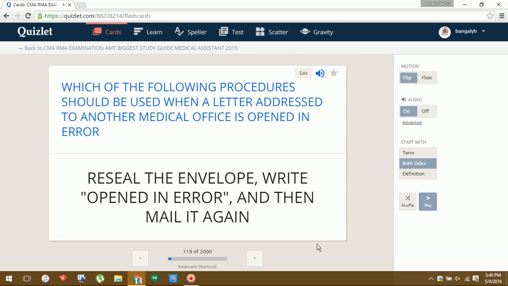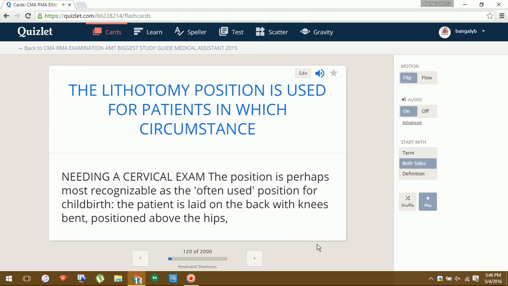Which of the following procedures should be used when a letter addressed to another medical office is opened in error? Reseal the envelope, write opened in error, and then mail it again. The lithotomy position is used for patients in which circumstance?